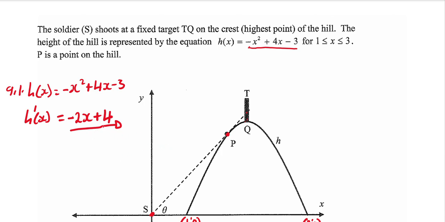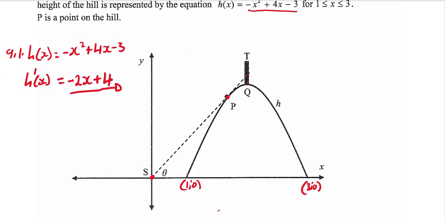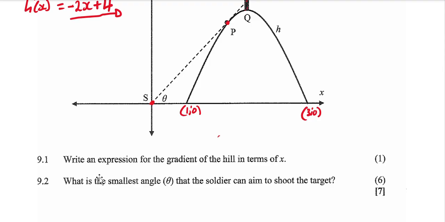So this gradient represents the gradient of the whole parabola, but it will represent the gradient of a specific point if you substitute x here. Do you get me? I hope I am clear. So we are going to 9.2 now.